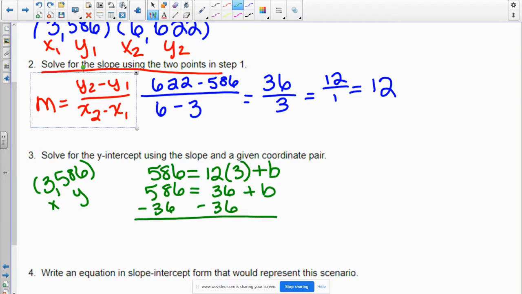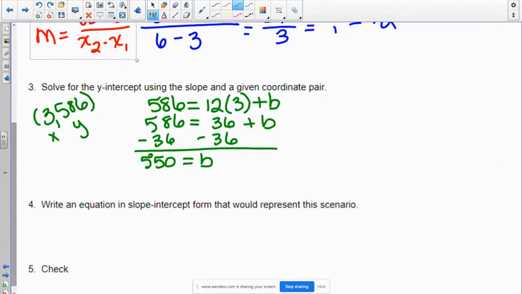So we have 586 minus 36 is 550. So our y-intercept is 550. So in the storyline, Mr. Bill had saved $550 already. Make the equation y, which is how much money he has saved, equals, looks like he's saving $12 a week, times the x, how many weeks he saved, and the y-intercept is how much money he had at the beginning, so 550.